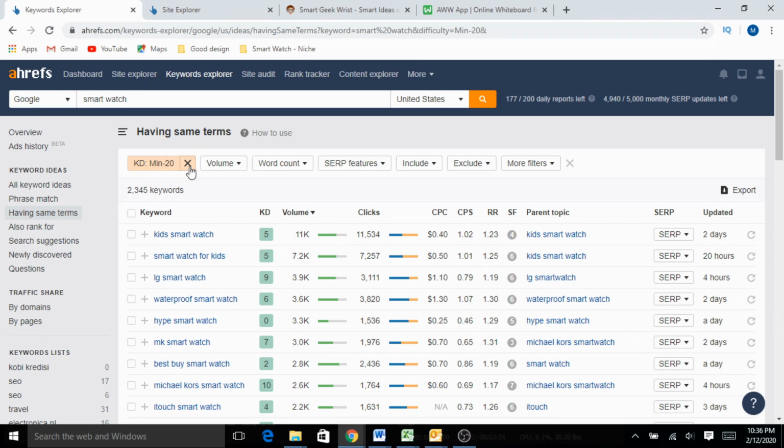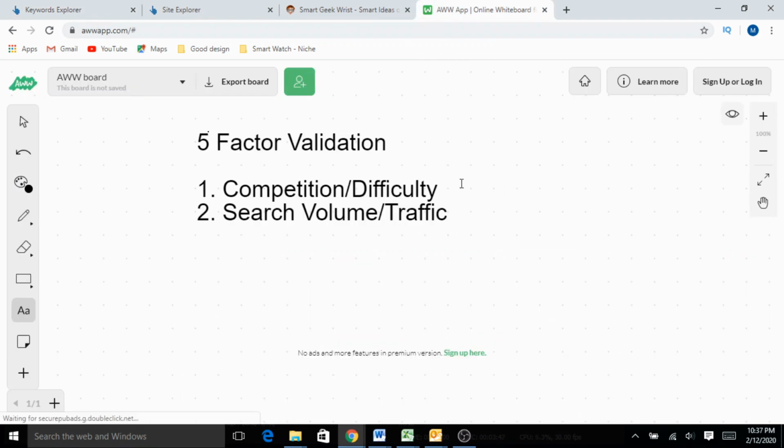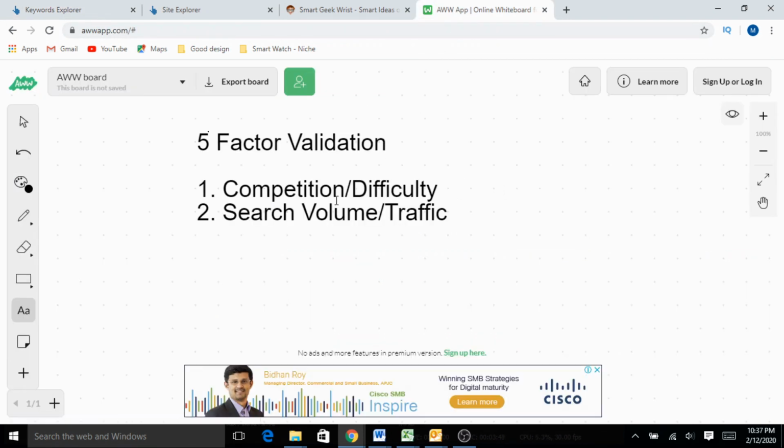Now, for keyword difficulty less than 20, the basic question is whether we have enough keywords. If you see, there are more than 2000 keywords. Potentially you can write an article on each of these topics. That's what it indicates at a high level. So that means there are a lot of keywords associated with smartwatch with lesser competition, lesser difficulty, right? That passes our first validation.